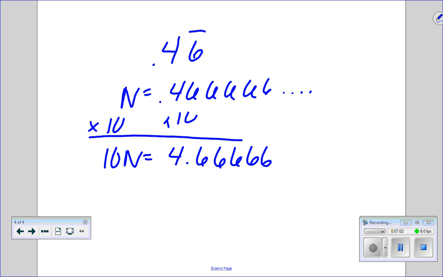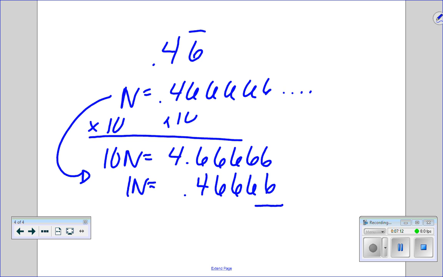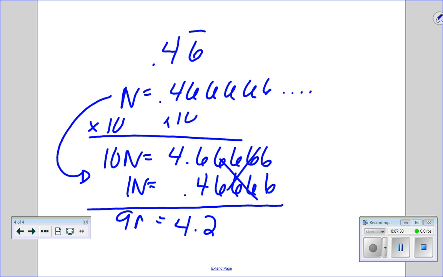So now I have to subtract. You guys know how to get this far. Now watch what happens when we subtract. There's some things in my repeating part that don't cancel. Do you see that? Because I have a 4, 6 minus 4. So I have some stuff in here that aren't going to cancel, and that's okay. So just cross out everything that does and subtract like normal. So you're going to have 4.2 equals 9n.